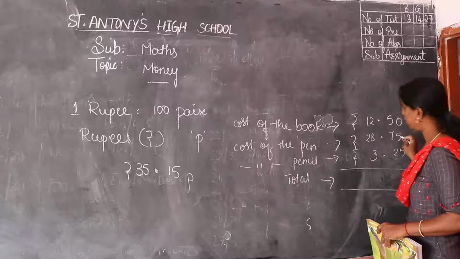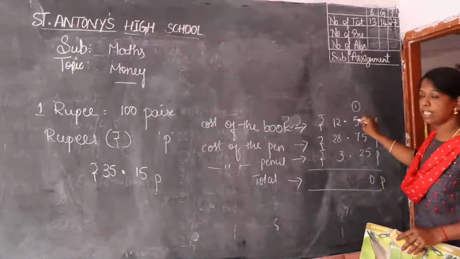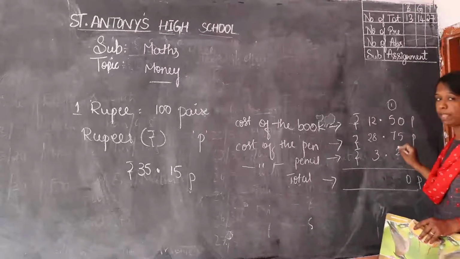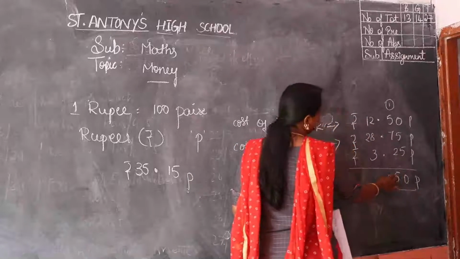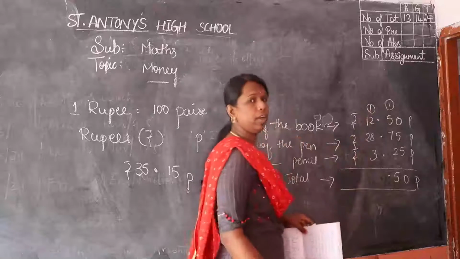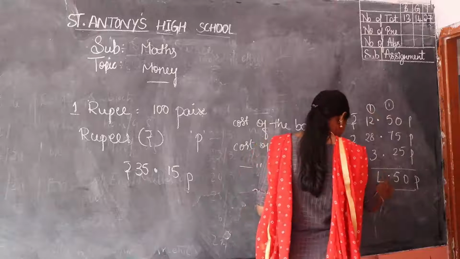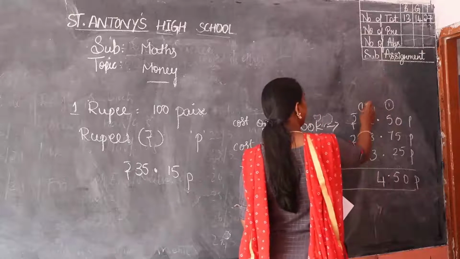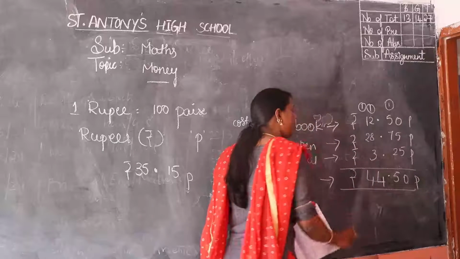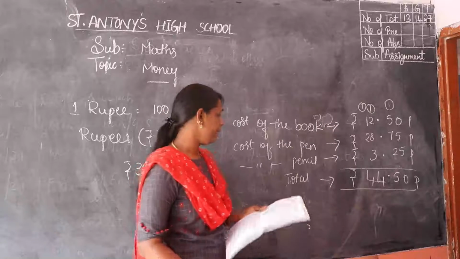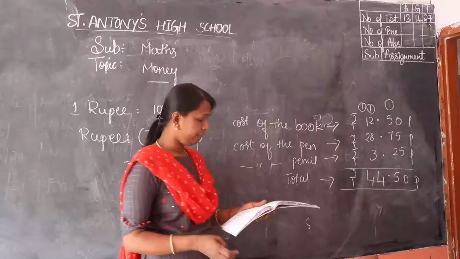0 plus 5, 5. 5 plus 5, 10. 10, 0, 1 carry. 1 plus 5, 6. 6 plus 7, 13. 13 plus 2, 15. For that, 5. Write down the point here. 1, again 1 carry. 1 plus 2, 3. 3 plus 8, how much? 11. 11 plus 3, 14. For that, 4, again 1 carry. 1 plus 1, 2. 2 plus 2, 4. The final answer is 44 rupees 50 paisa. Therefore, the total cost of all these articles is rupees 44.50 paisa.